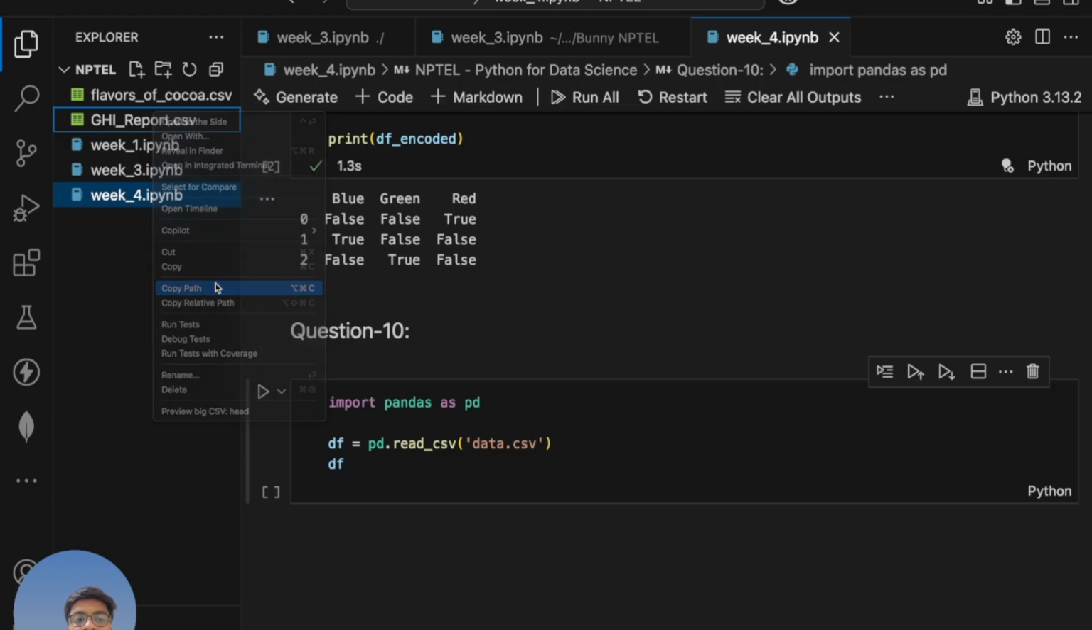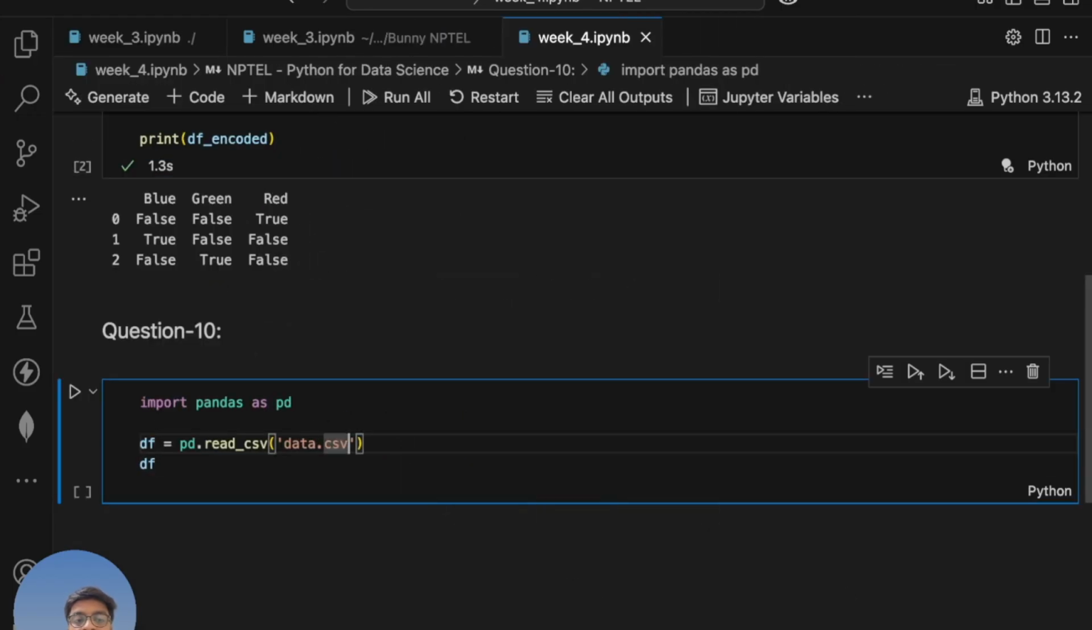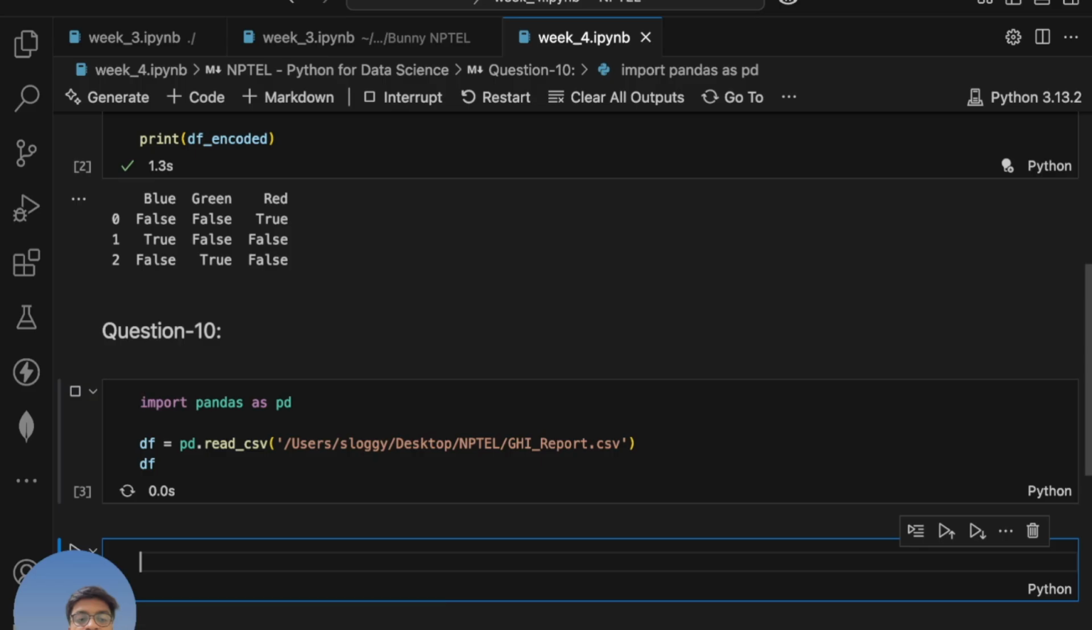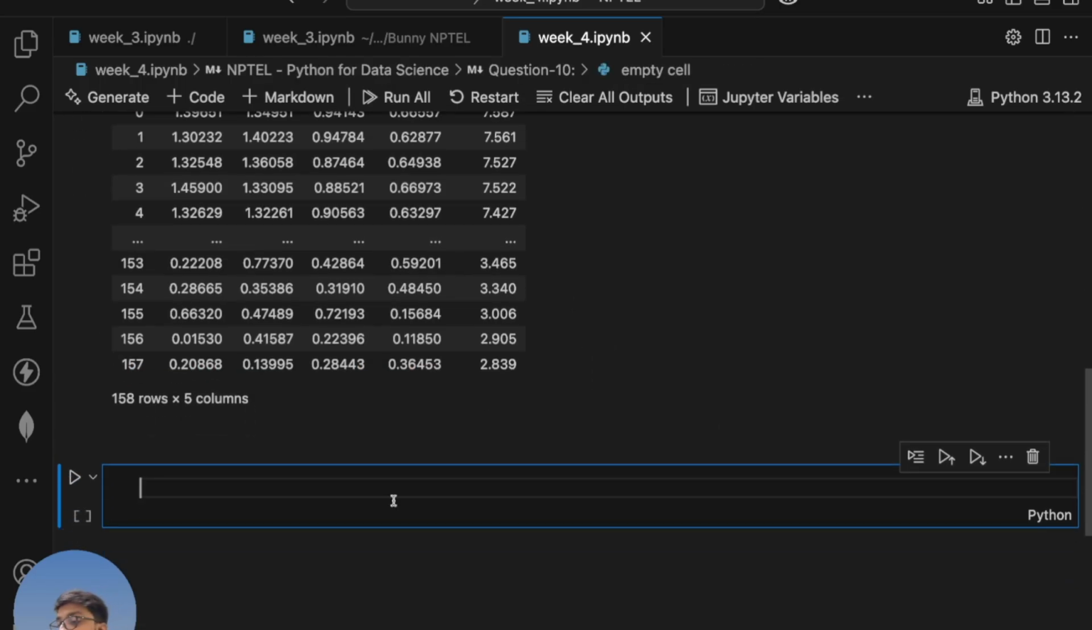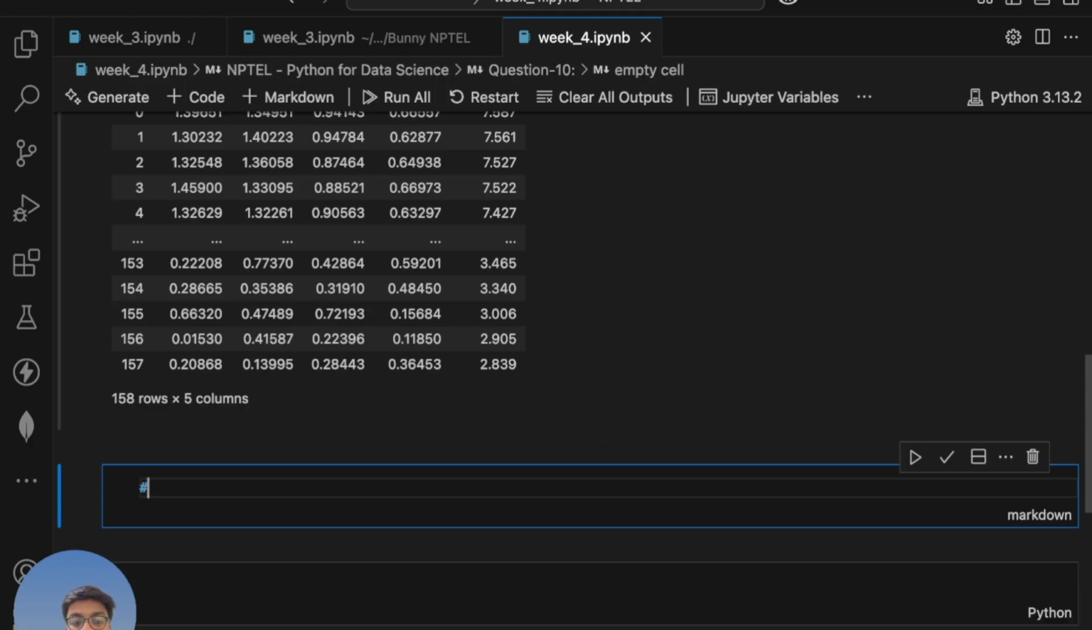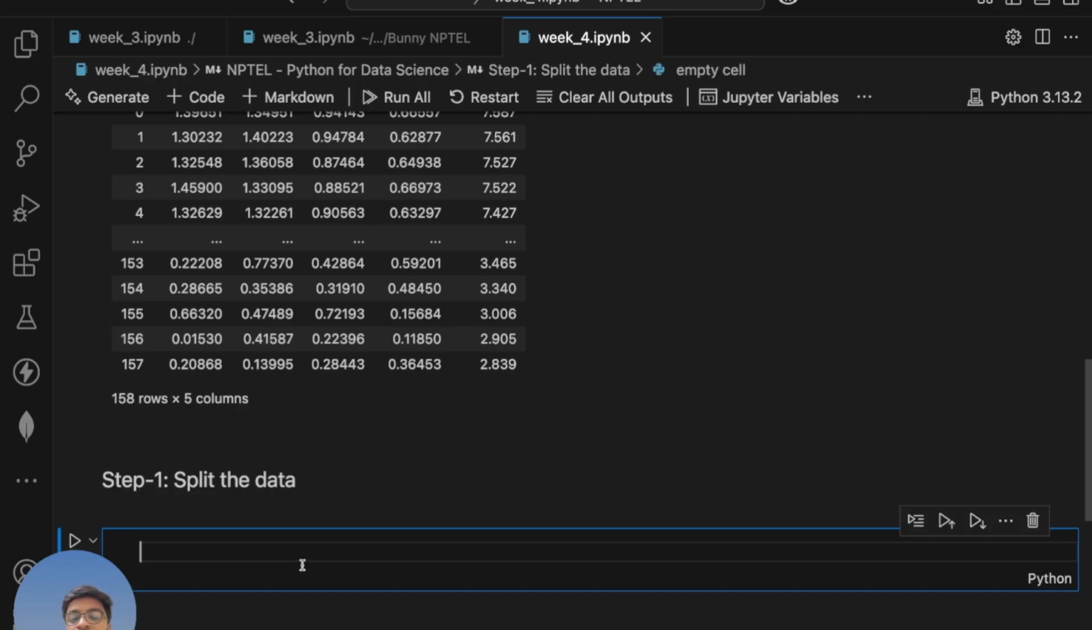We'll copy the path and give the path here. Yeah, we got the data. Now let's split the data. The very first step is splitting the data. Now X equals df.